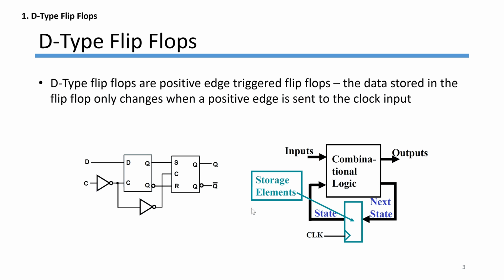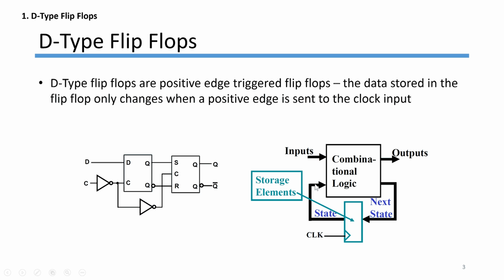D-type flip-flops are positive edge triggered flip-flops, so the data stored in the flip-flop will only change when a positive edge is sent to the clock input. As you can see from the image on the left, you have your SR latch over here with another flip-flop in there, and your D-type flip-flop is formed out here. To make it a positive edge triggered flip-flop, the inverter is added into the clock input. So these should be explained in your lectures, so refer to the lecture videos if you're still unsure about that.